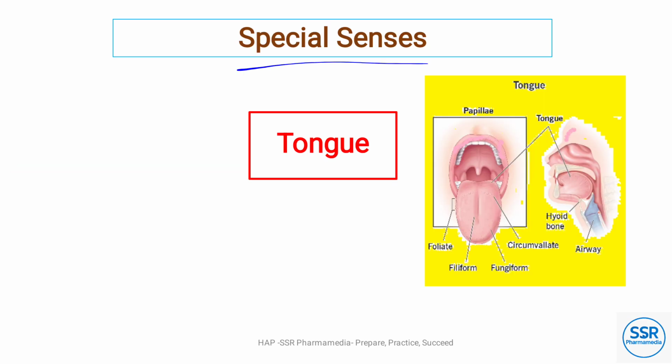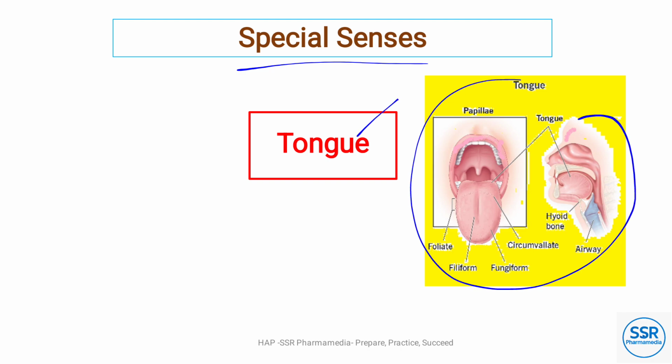Next, we are going to discuss the sense organ, the tongue. This is the structure of the tongue, with papillae. There are different regions here; you can read them from this picture.